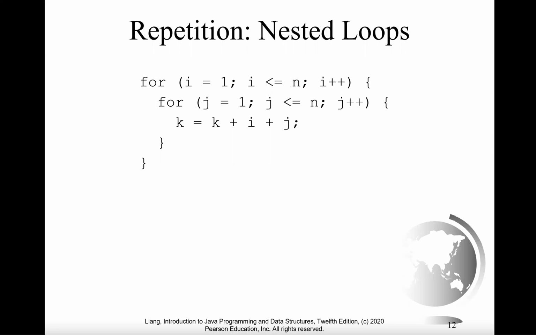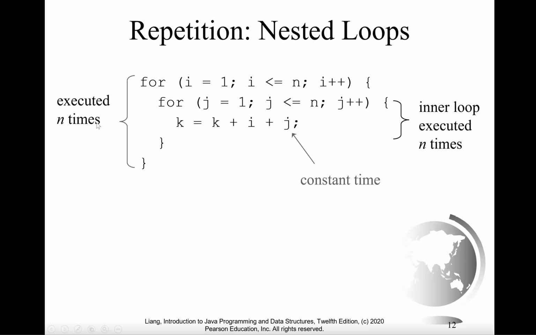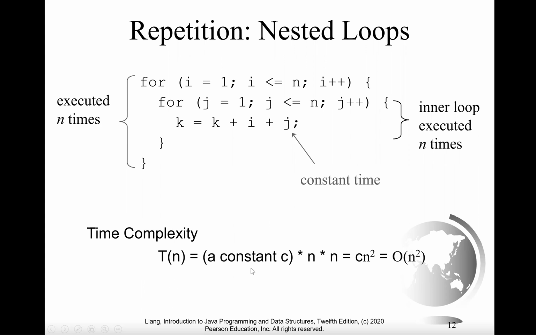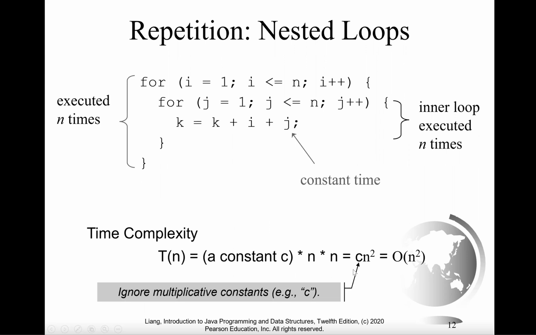Let's look at these nested loops. Inside this for loop, we have another for loop. So here i is 1 all the way to n. Now for this j is 1 to n. So this is inside, this is n times. For every i, this is executed n times. This statement is the constant time, this inner loop is executed n times, and the outer loop is executed n times. The total complexity is a constant time times n times n. Ignoring the multiplicative constant c, the time is order of n squared.